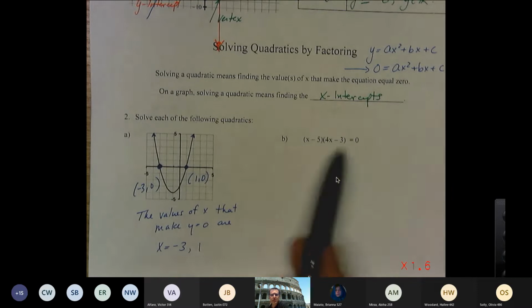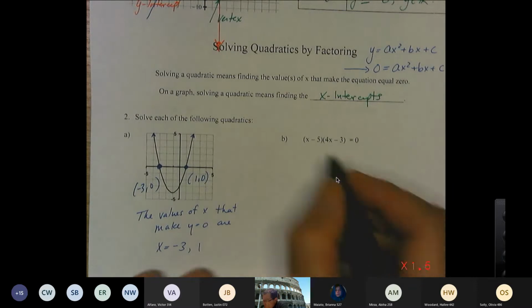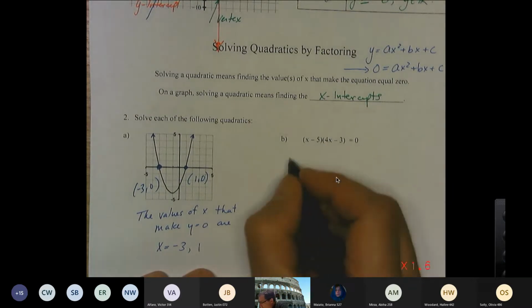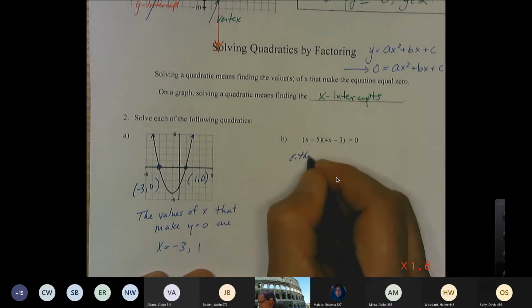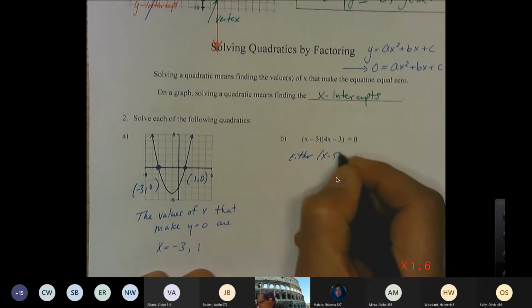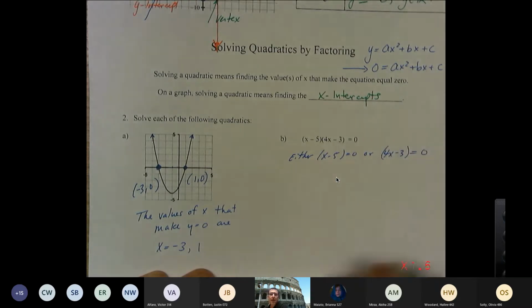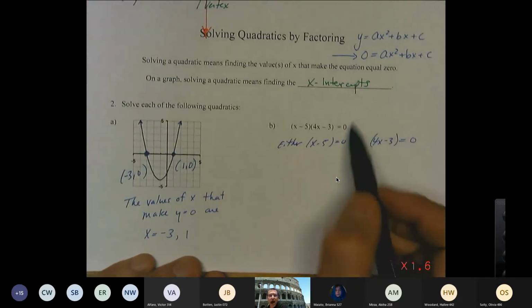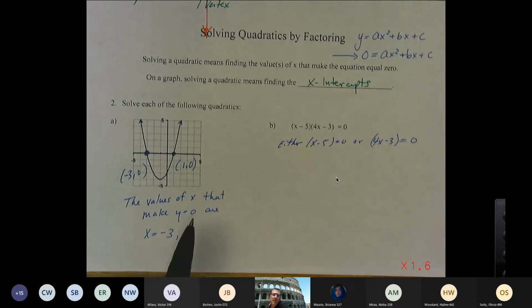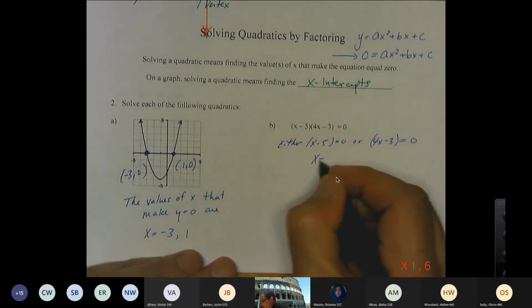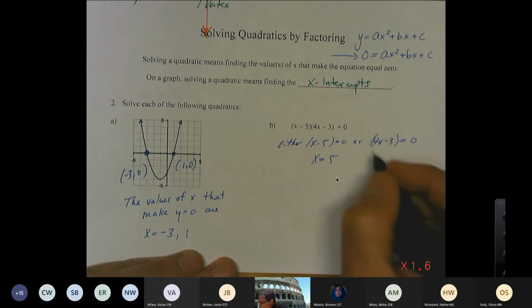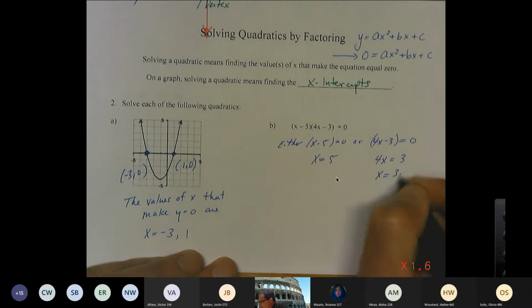Well, if I do this using algebra, we're going to make use of the zero principle. You're going to say either the first one equals 0 or the second one equals 0. Now, you've been doing this with restrictions, but this is different because this is allowing it to equal 0 now. It's not does not equal 0. We're going to solve for x. We're going to get x equals 5. We're going to solve for x, and we're going to get x equals 3 over 4.